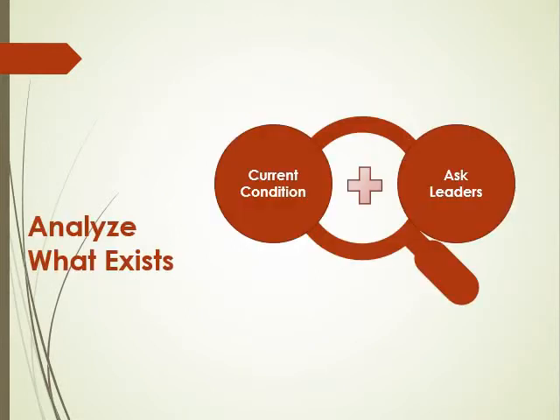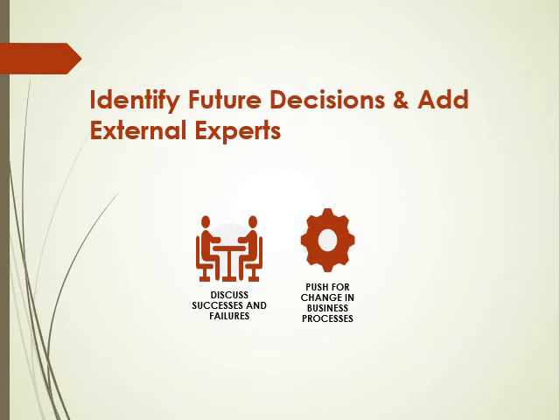We must also analyze what exists, so this means understanding the current condition of the existing database, as well as asking organizational leaders about their current use of the data. It's important to understand the current structure of the database. We must also identify future decisions. So this means anticipating various roles of the data by discussing successes and failures with organizational leaders. By focusing on future decisions, we're able to anticipate the various roles that the information system might play.